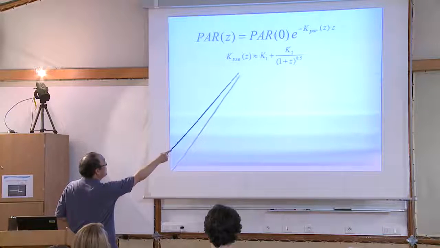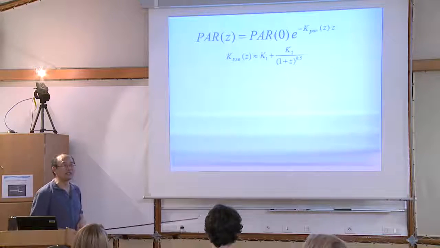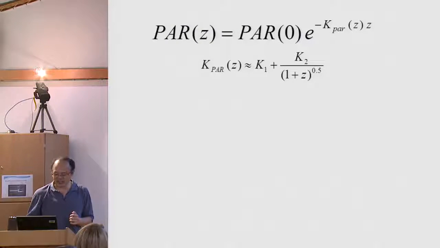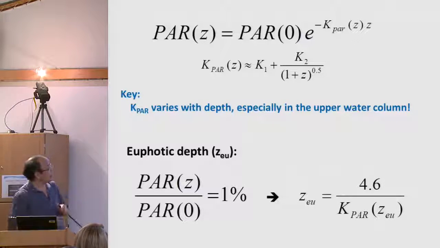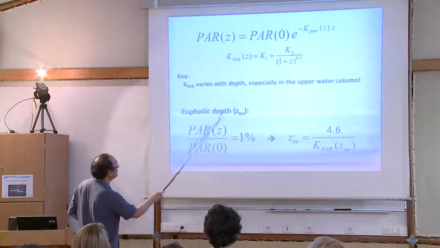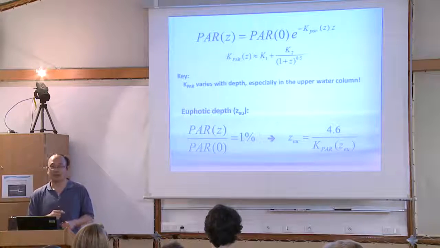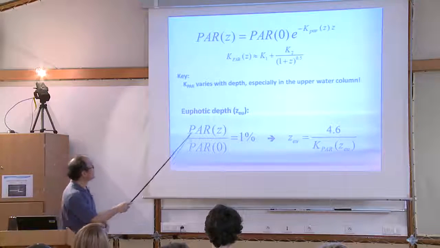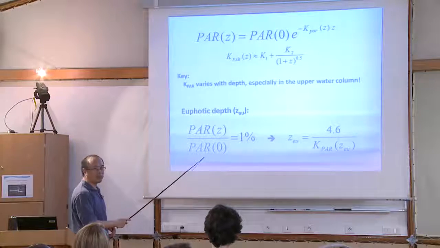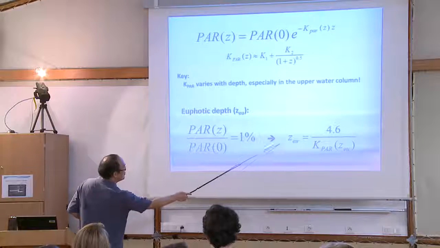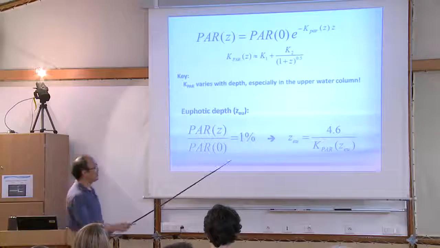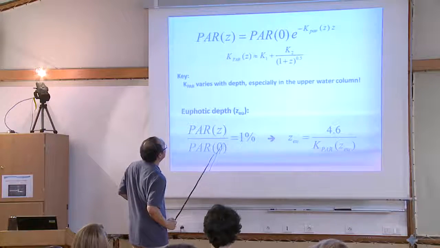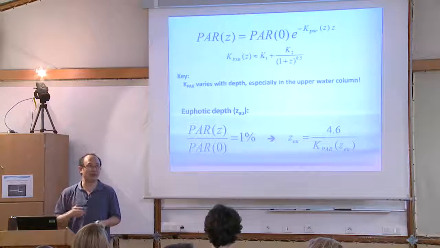K par Z has 2 constants, K1 and K2, and then changes with Z. So basically K par Z becomes smaller and smaller with increased depth. Then we can use this to calculate the so-called euphotic zone depth. Have you heard the term euphotic zone? Basically, we have a practical definition. When par Z at some depth is 1% of par zero, we call that depth the euphotic zone depth, ZEU. And ZEU times K par ZEU equals 4.6, which makes this ratio 1%. It's simple math, okay?